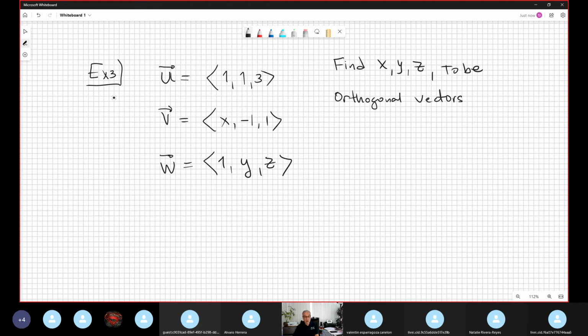Okay, so basically, I need to find the value x, y, and z such that these vectors are 90 degrees. I remember 90 degrees is orthogonal and the dot product is 0. Okay, this is the glue. And also, this is my first step. My second step is find the new trihedral.